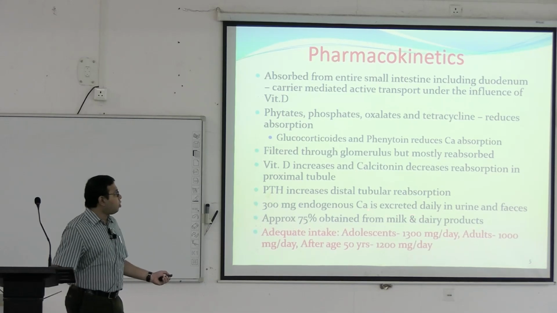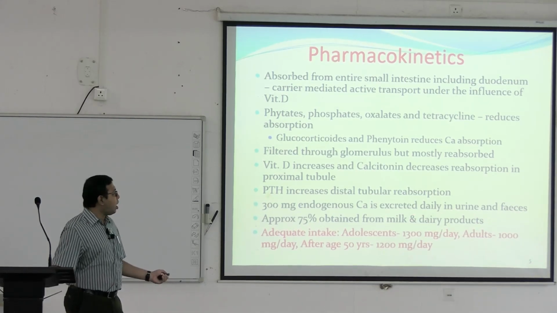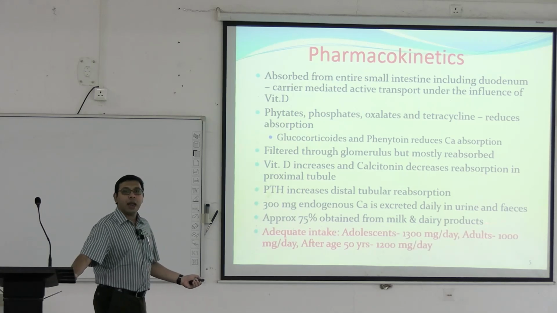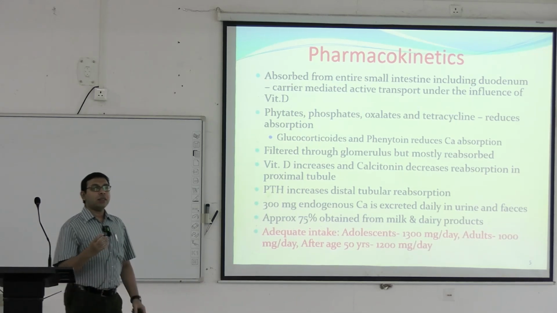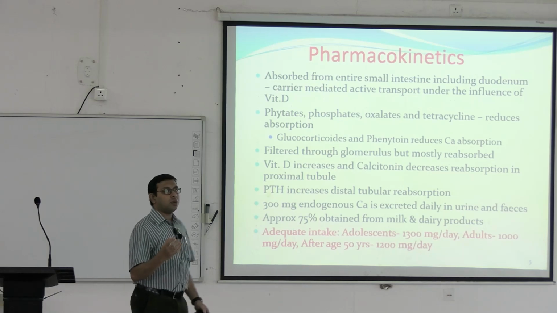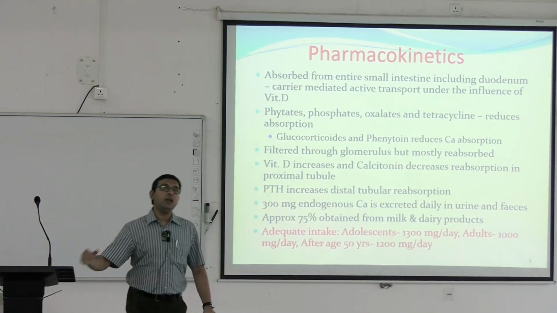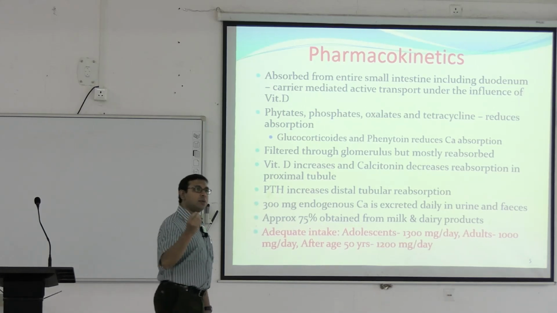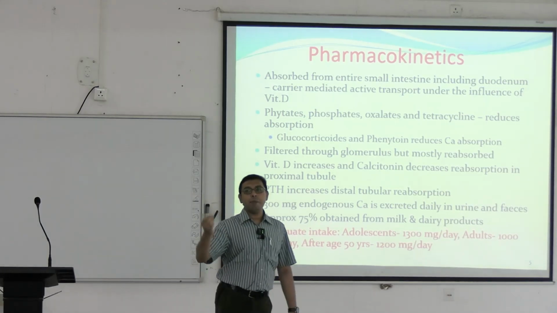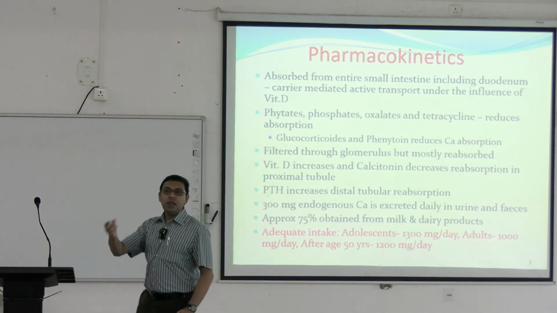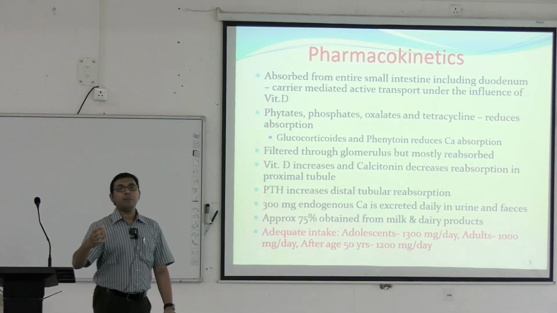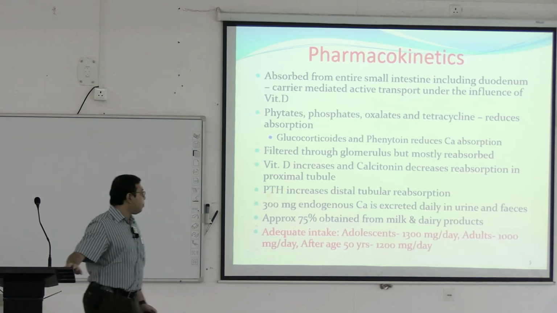300 mg of the endogenous calcium is excreted daily in urine and feces. Approximately 75% is obtained from the milk and dairy products. So what is the main source of the calcium which we take from the outside? That is the different types of the dairy products. So that may be yogurt, that may be cheese, that may be milk itself. So these are the areas from which maximum amount of the calcium is obtained in our body.